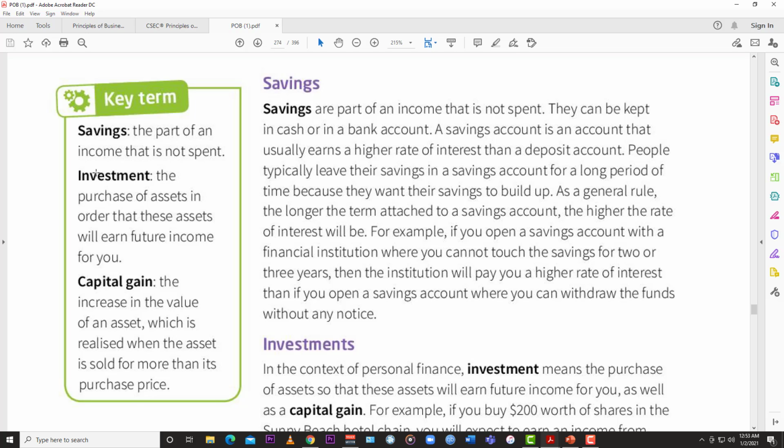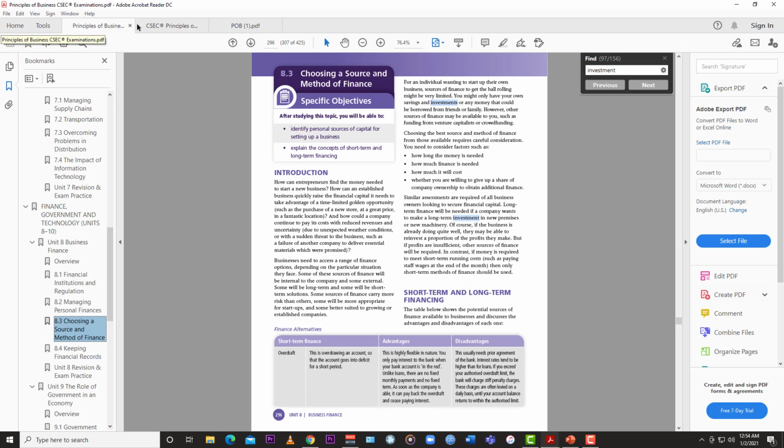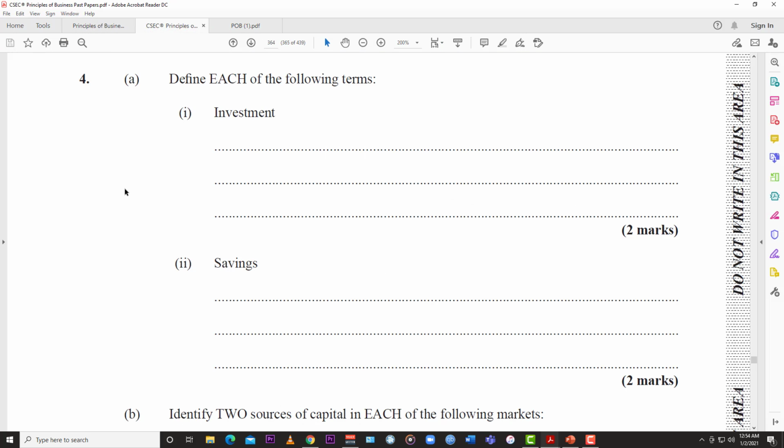And then we have investment: the purchase of assets in order that these assets will earn future income for you. That's the whole thing about investment. You do it today to earn future income. So those are the 2 definitions we can work with, 2 marks each. Savings, the part of your income that is not spent, and investment, the purchase of assets in order that these assets will earn future income. Just like that, you would gain 4 marks for that question.